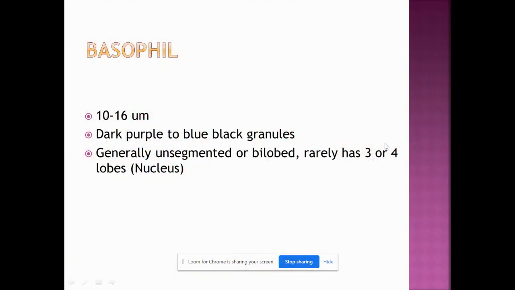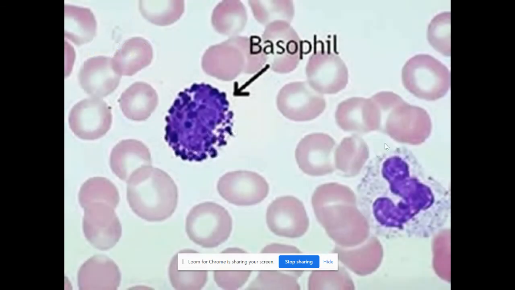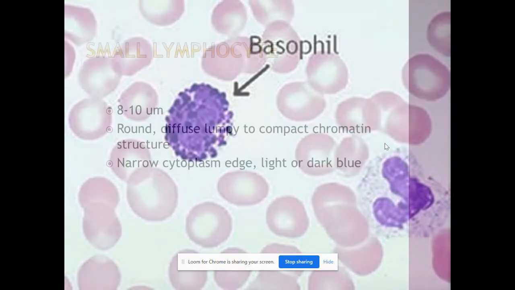Next, we have basophil. Usually the size of a basophil is 10 to 16 micrometer in diameter, and the color of the granules is usually dark purple to blue-black, and generally it is unsegmented or bilobe, and rarely it has 3 to 4 lobes. Okay, but sometimes it is really hard to count the number of lobes since the granules are very dark in color. So sometimes the granules will overlap the view of the nucleus.